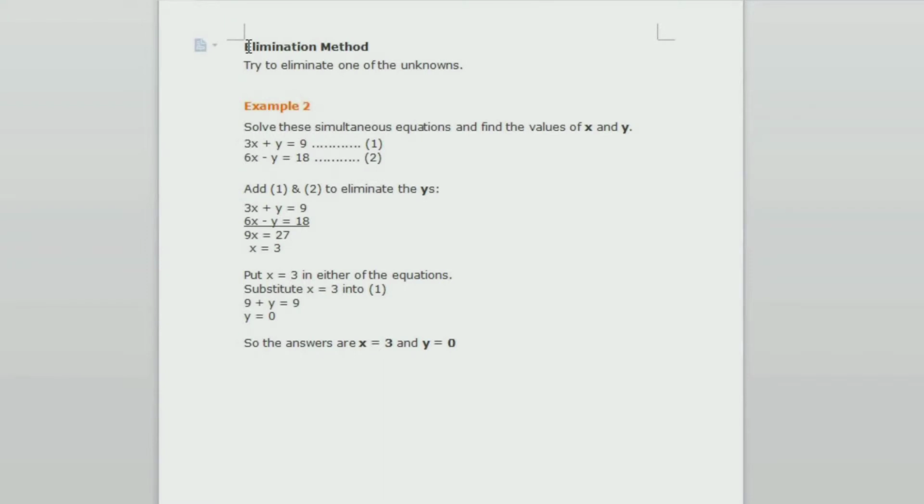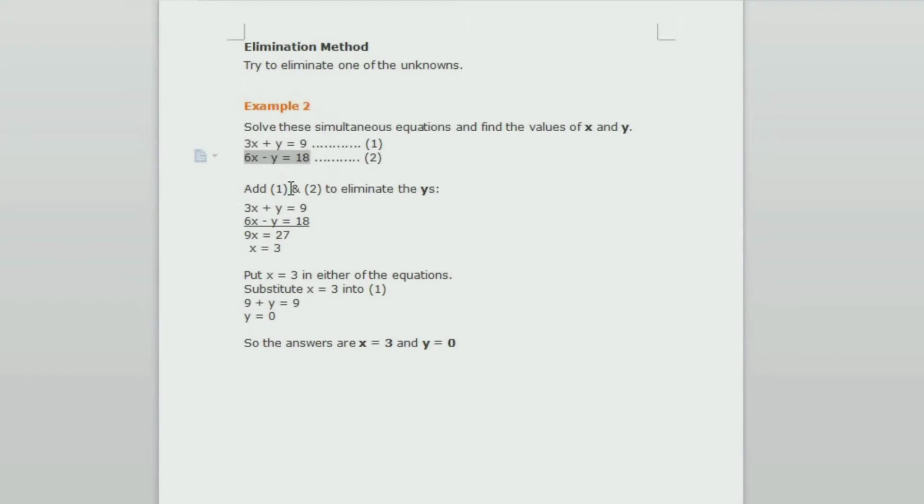Using the graphical method could be slow though, and a quicker way to solve simultaneous equations is to use algebra. One of the methods is the elimination method. In the elimination method, we try to eliminate one of the unknowns. Here is a very simple example. The simultaneous equations here, 3x plus y equals 9, 6x minus y equals 18.